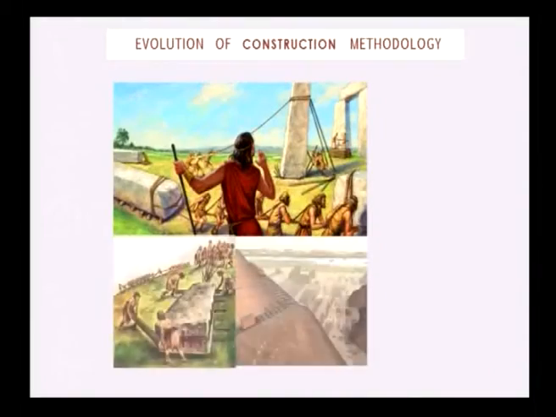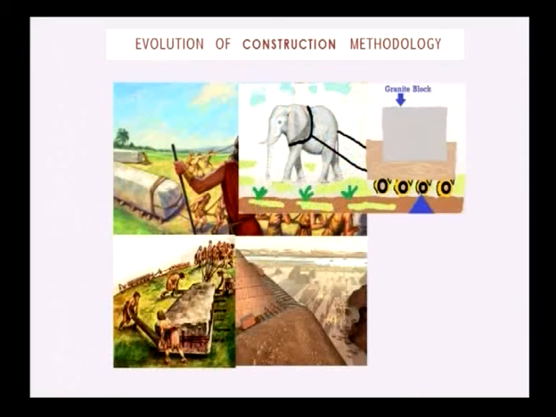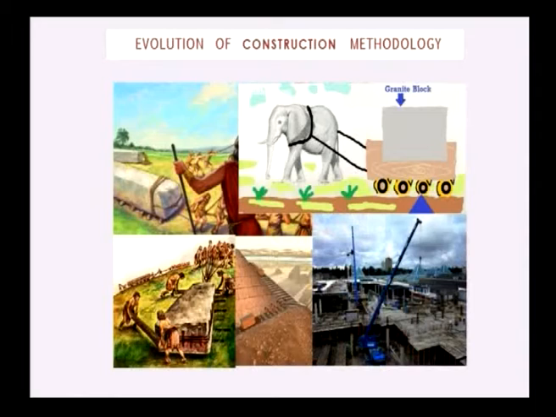Evolution of construction methodology. Initially man did everything. They used as much manpower as possible to move materials and to erect stones. Then they domesticated animals to do this work. And now we have machines to move materials and lift large parts.